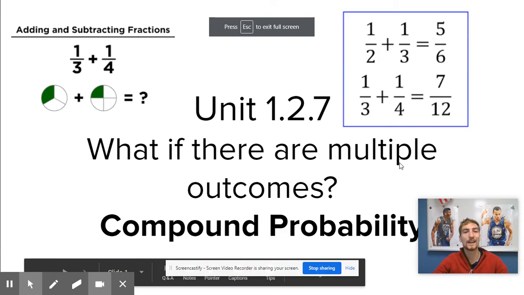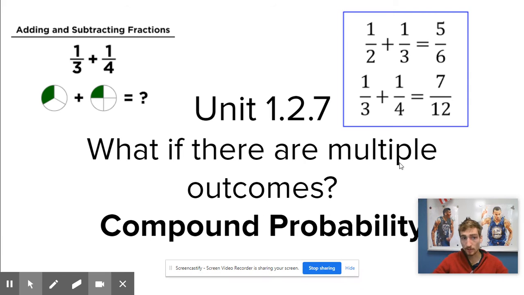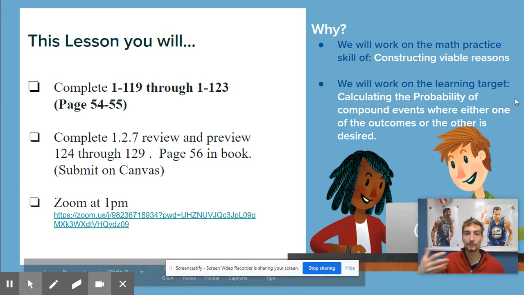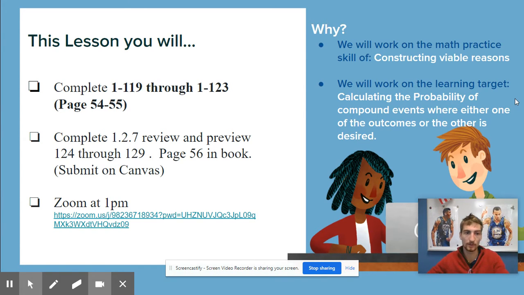All right, so today we're looking at 1.2.7. What if there are multiple outcomes? Yesterday we talked about adding fractions with different denominators. For example, if we added 1/3 plus 1/4, we would have to find a common denominator that works for both of these fractions. 3 and 4 both go into 12, and so I would make 1/3 4/12 and 1/4 3/12. So we're going to talk about how we can utilize that to help us figure out if we have multiple desired outcomes.